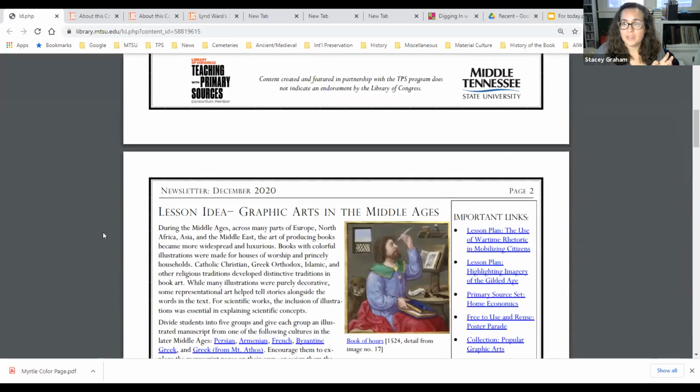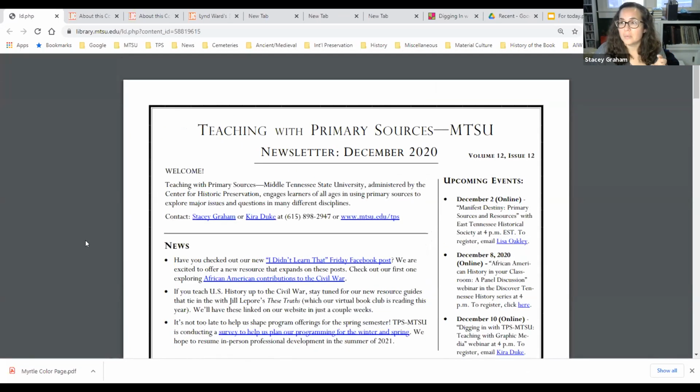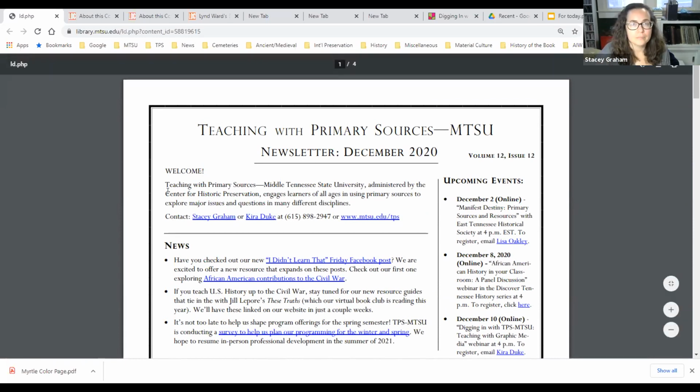the workplace communication lesson plan, as well as some of the other poster collections that the Library of Congress is particularly rich in. So I'm actually going to hand it back to Kira so that she can start talking about our featured lesson idea. Thank you, Stacy.